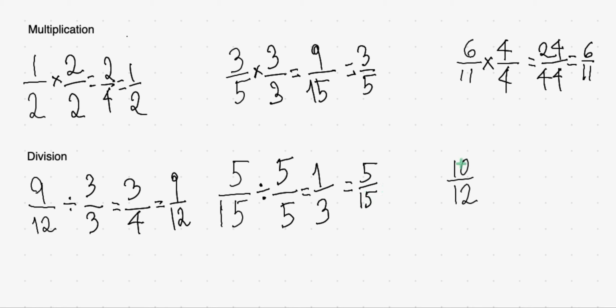Now, our final example is 10 over 12. Let's divide both these numbers by 2. 10 divided by 2 and 12 divided by 2. Now when we divide them, we have 10 divided by 2, which equals 5, and 12 divided by 2, which equals 6. Now we have 5 over 6, which we know now that it equals 10 over 12.